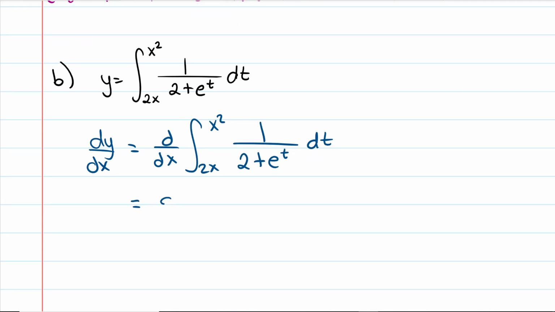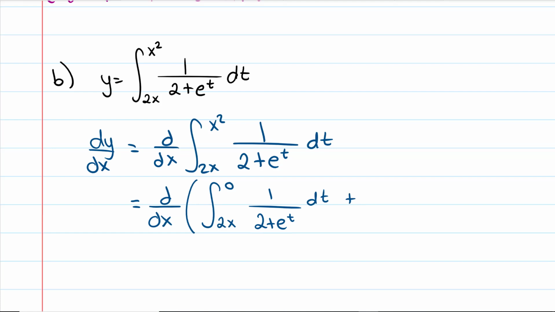Well, I'm going to use an integral property to show you that the derivative can be written as the integral from 2x to 0 of 1 over 2 plus e to the t dt. Now the 0 was just a number I chose. It could have been 5, could have been 6. I chose 0 because it's a nice number. Using the fundamental theorem of calculus, we don't really care what the lower limit is as long as it's a number. And yes, I know it's the upper limit here. We're going to fix that in a second. Plus the integral from 0 to x squared of 1 over 2 plus e to the t dt.